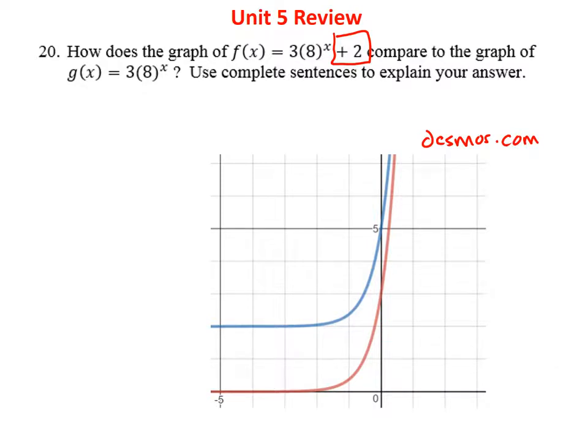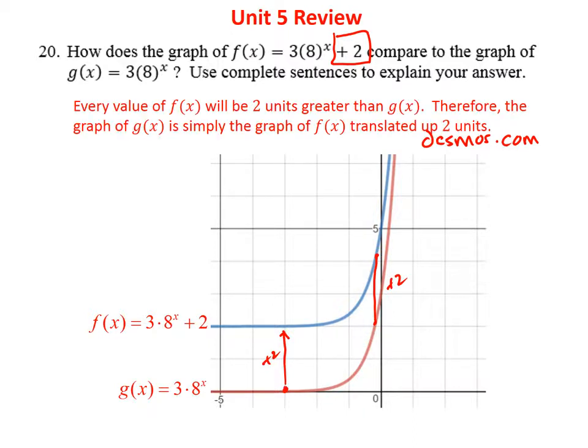So I typed in g of x, which is 3 times 8 to the x, and it's the red graph. And f of x is the blue graph. And you'll notice just by looking at it, pick any point here, and f of x is plus 2 higher. If I pick a point here and go up, it catches it here, and it's plus 2 higher. In other words, every point is simply plus 2 higher.